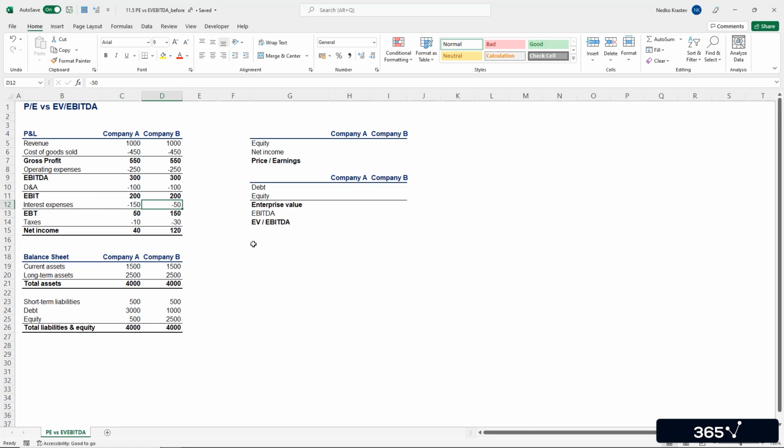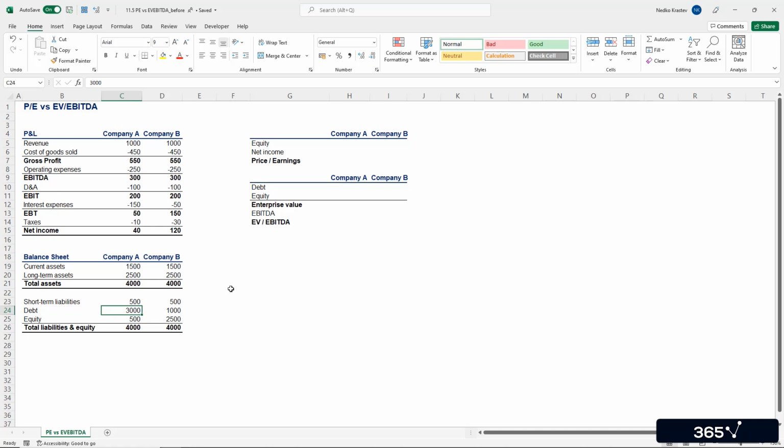If you take a look at their balance sheet, you will see a 3-to-1 difference in terms of debt, 3,000 versus 1,000. So, naturally, Company A had to pay higher interest expenses and achieved a lower net income. There isn't any other difference between the P&Ls of the two firms. The rest of the balance sheet items are almost identical too. The same amount of current and long-term assets and an identical figure for short-term liabilities. The amount of leverage with which the two firms were financed is the only difference in our hypothetical example.